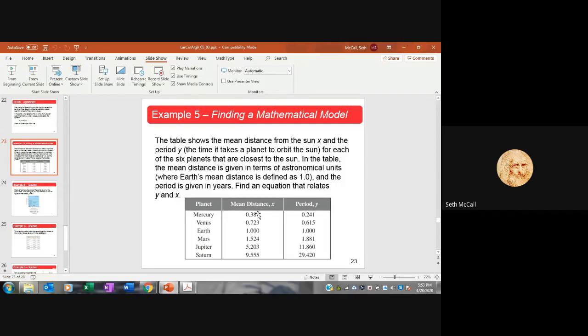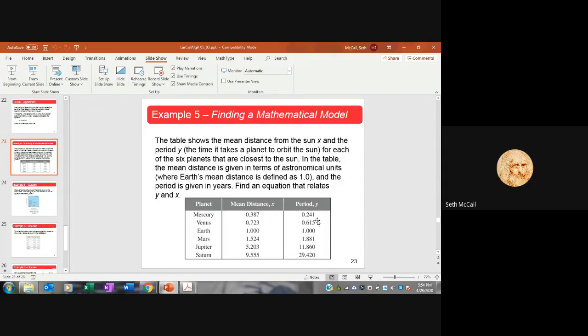So if we look at Mercury, what this is saying is Earth, we're calling the distance from Earth to the sun 1 unit. So for Venus, the mean distance to the sun is 0.7, that means it's closer than the Earth is to the sun. And Mercury is even closer yet. It's only 0.3 of that distance.